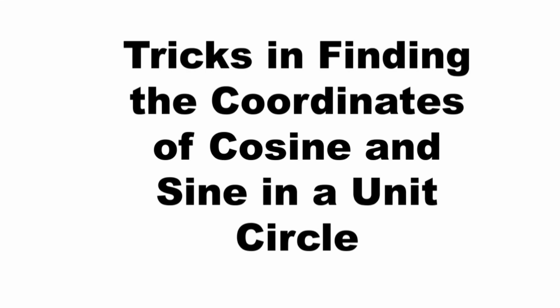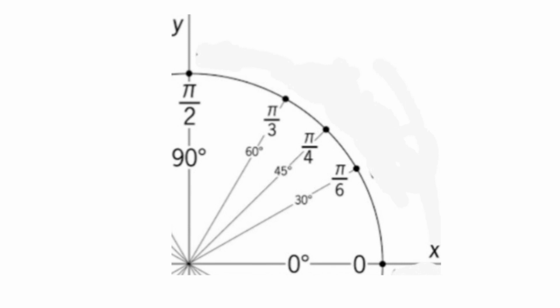Tricks in finding the coordinates of cosine and sine in a unit circle. Here we have the first quadrant of the unit circle. To find the coordinates of cosine, just count the number of lines before the angle in which the coordinates are to be found. For example, find the coordinate of cosine of 30 degrees or 1/6 pi.